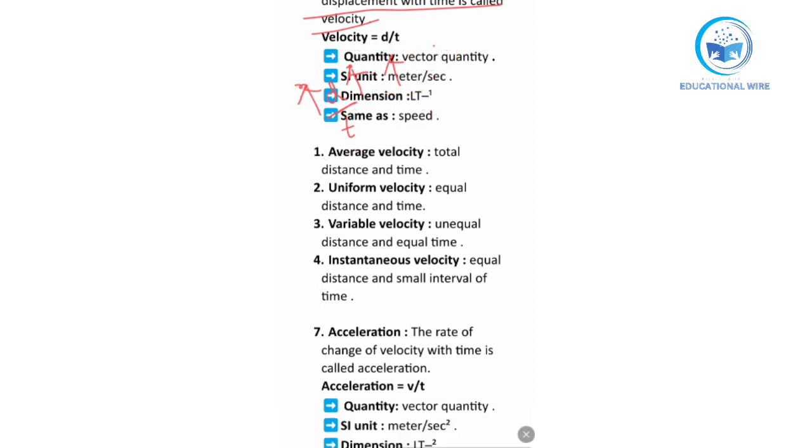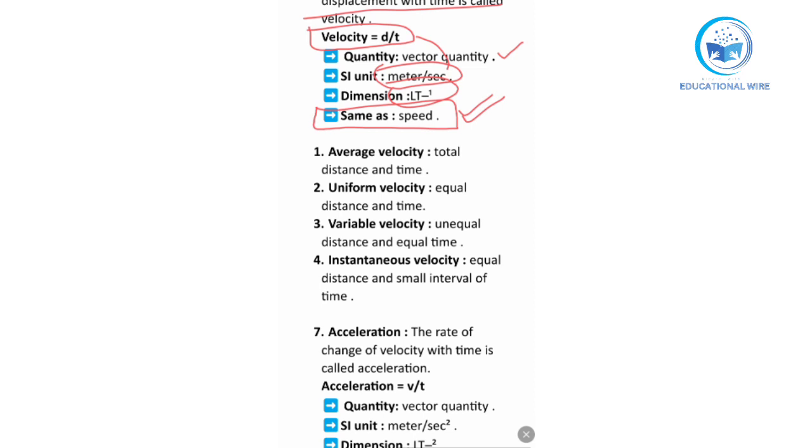As we know that displacement has a particular direction, velocity will also have a particular direction. So that quantity is a vector quantity, as I told you, having a particular direction. The formula of velocity is displacement per unit time. Displacement is in meters and time is in seconds, so we put meter per second. The dimension is L T power minus 1. It's the same as speed, because the dimension of this and speed is the same, as we have done in the upper part on the speed definition.